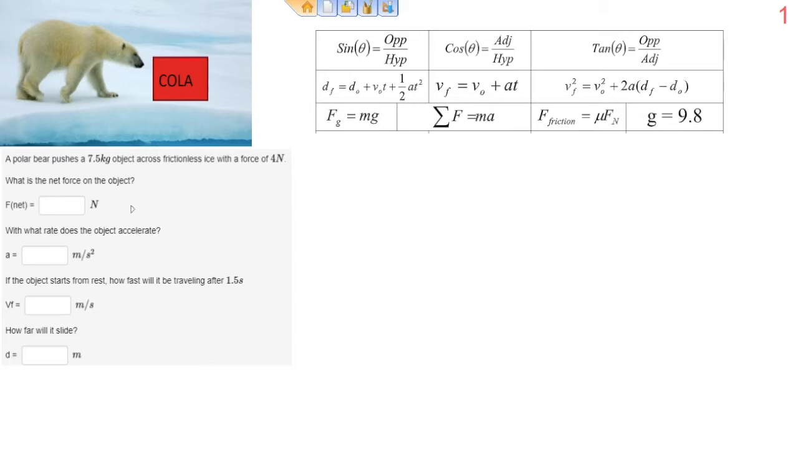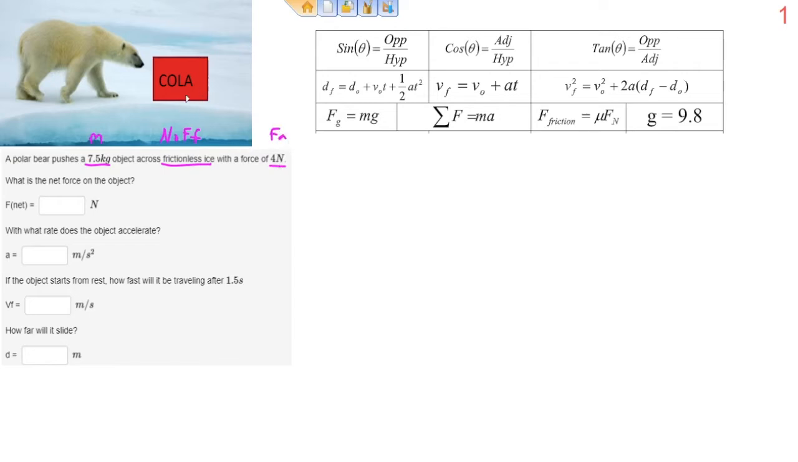So first thing we want to do is identify some important information in the problem. It tells us 7.5 kilograms. That's referring to the mass. It tells us frictionless ice, so we know that there is no force of friction happening in this problem. Then it tells us that there is an applied force of 4 newtons.